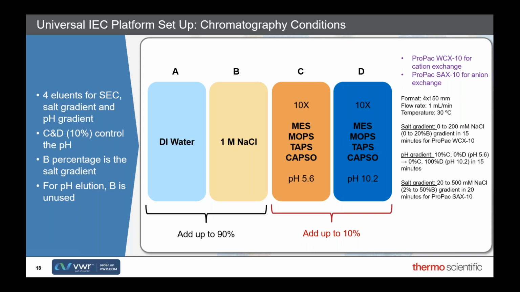The element B percentage will be the salt gradient. If using pH elution, then element B will be unused and the pH gradient is formed from the ratio of C and D. And this setup controls the pH over a wide range, and so it can be used to automate method optimization. To be fair, this is quite a lot to take in, so we'll be taking a bit more of a look at some of the details on this slide later on in subsequent slides.